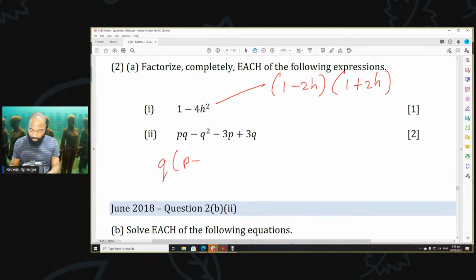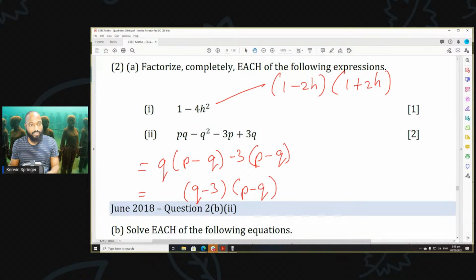Q into P minus Q, P minus Q, -3, Q minus 3 by P minus Q. So nice.